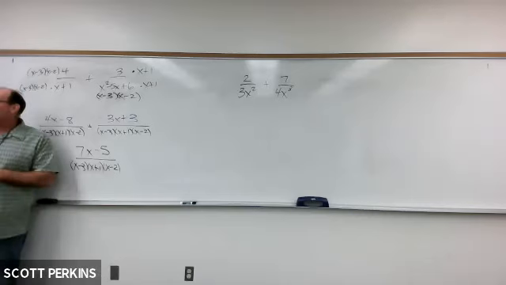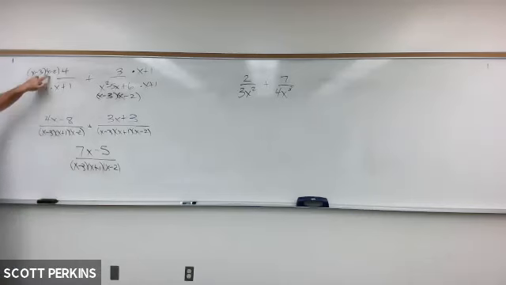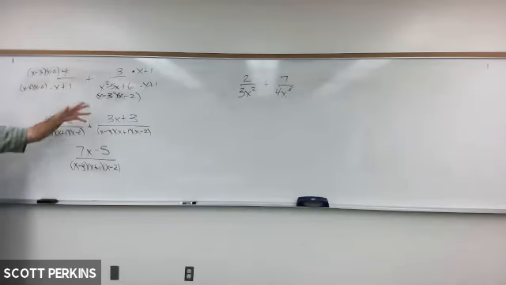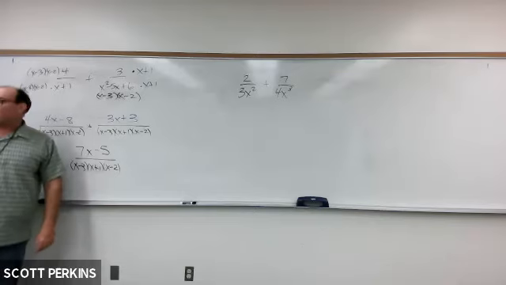In that situation, great question, what you would do is FOIL these together first. So first outers, inners, lasts, then multiply by the 4, and then you'd have a trinomial on top to add your like terms. So just a little bit more multiplying, but it's the same sort of thing. Great question. Any other questions?